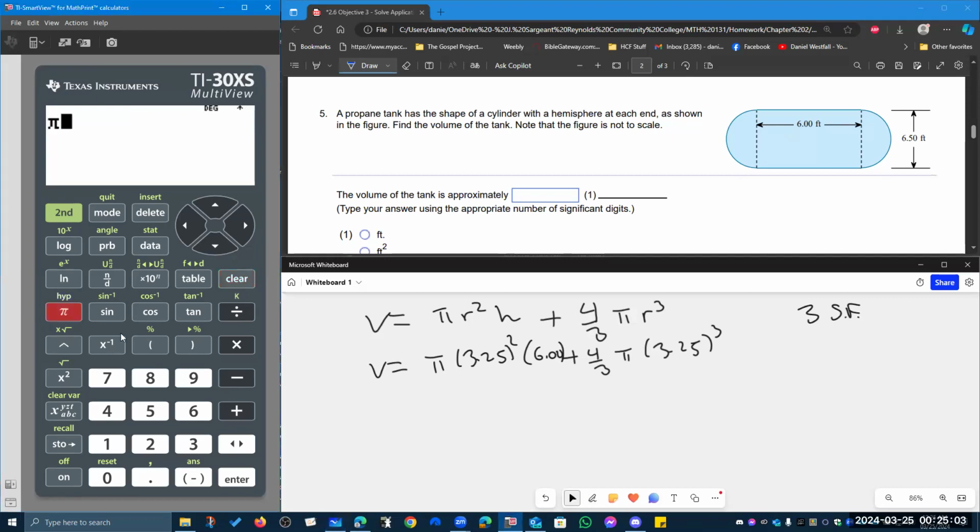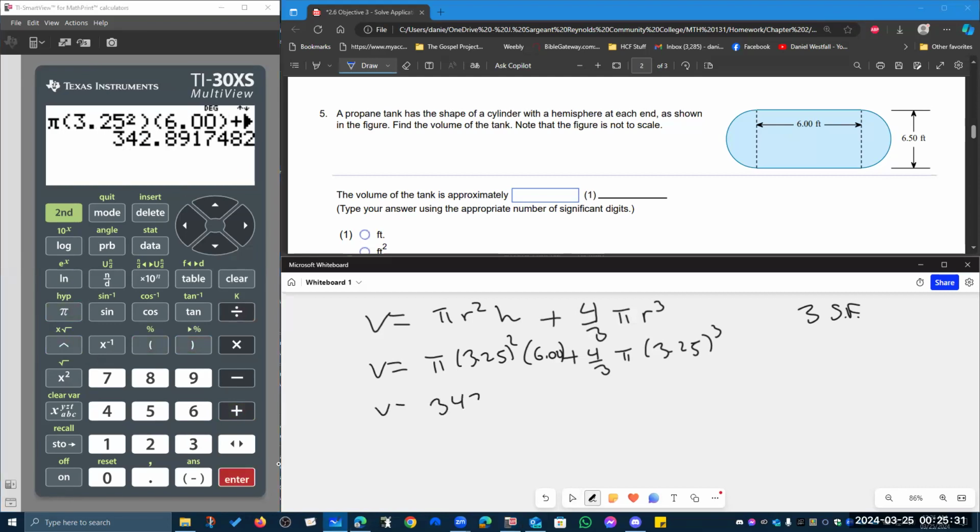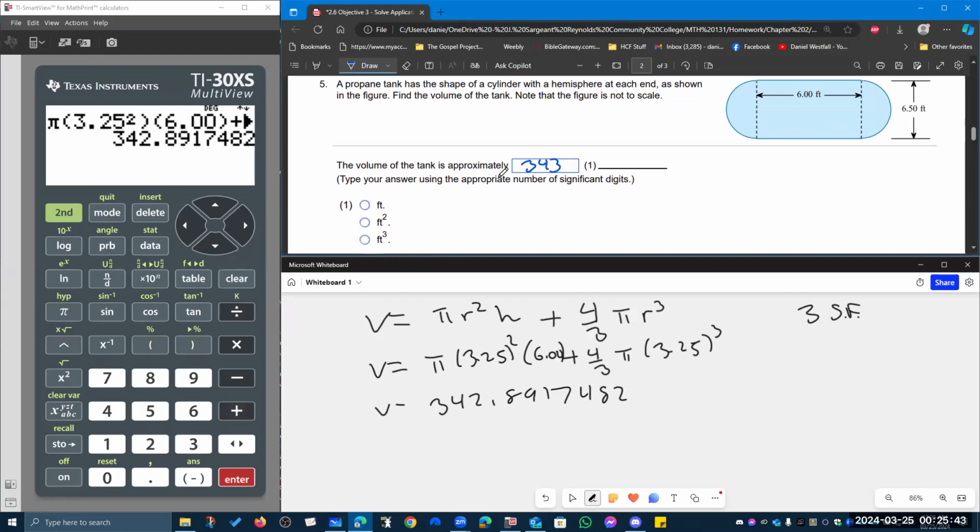And pi times 3.25 squared times 6.00 plus 4/3 times pi times 3.25 cubed is 342.8917482. 3 significant figures is going to be about 343 cubic feet.